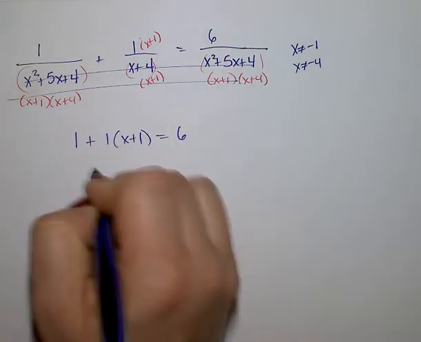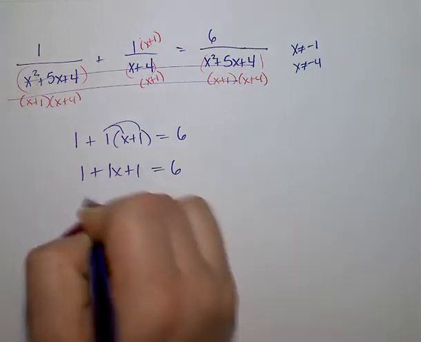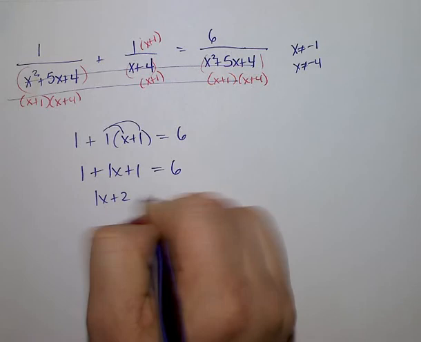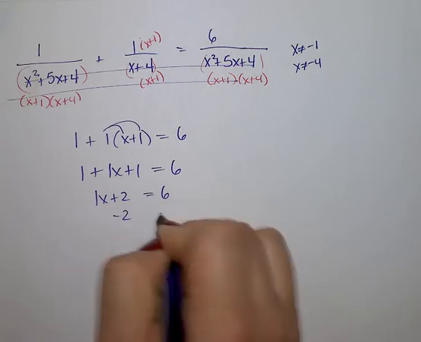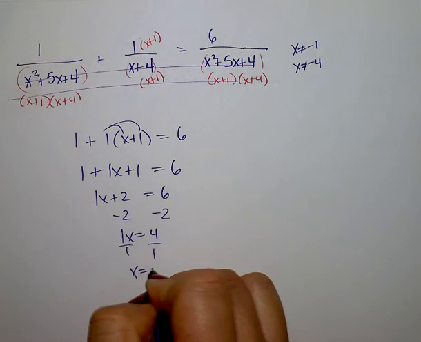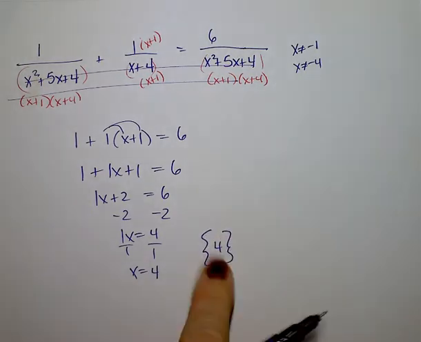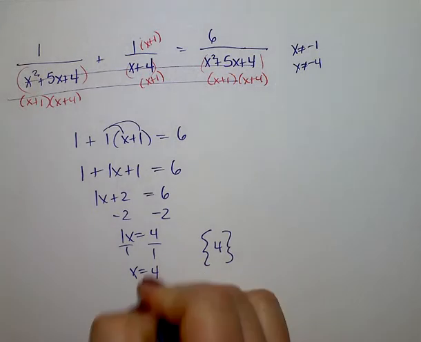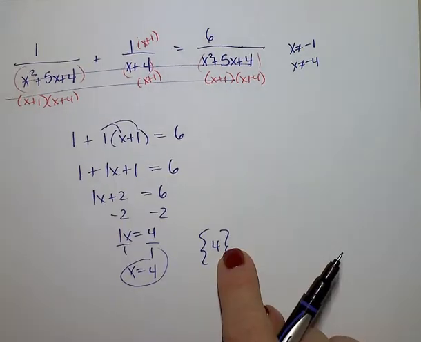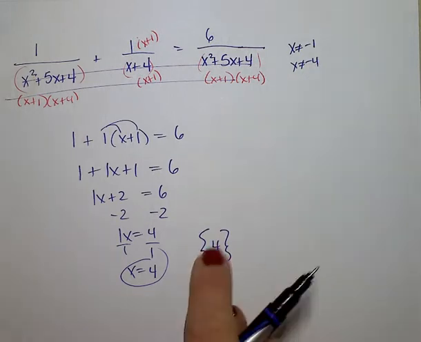When I distribute the 1, it doesn't change anything inside. I'm going to combine like terms. Divided by 1 does not change anything. This is an answer. We can also write it as a solution set. 4 by itself is not an excluded value, so this is the correct answer.